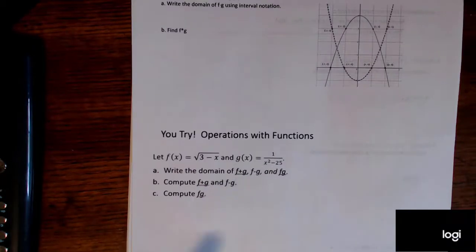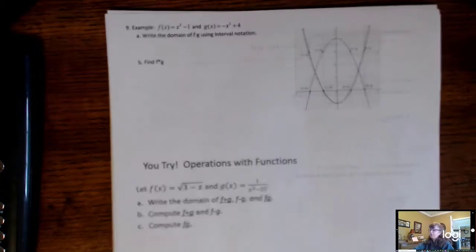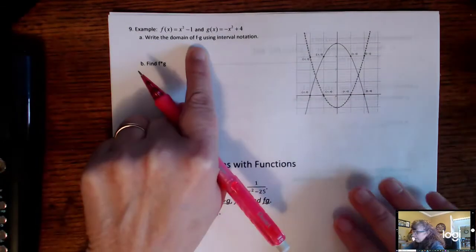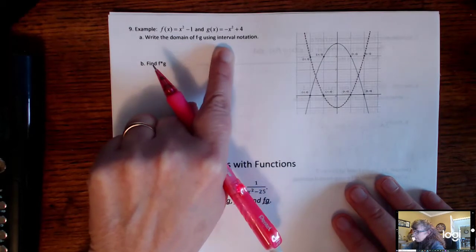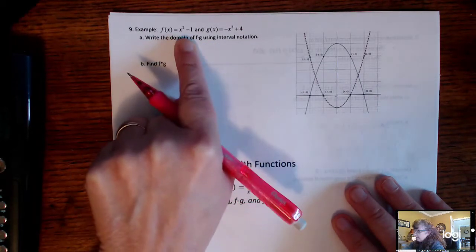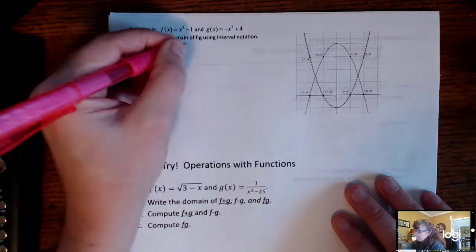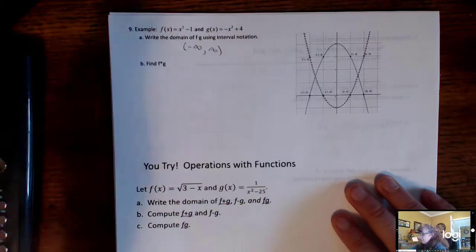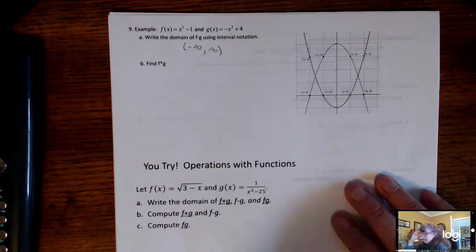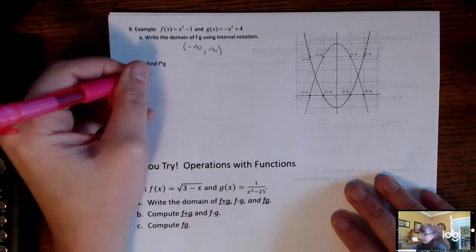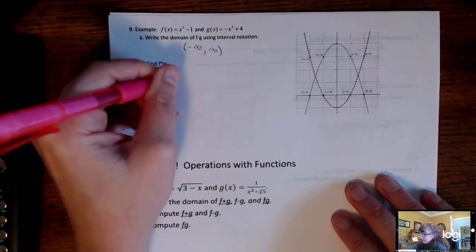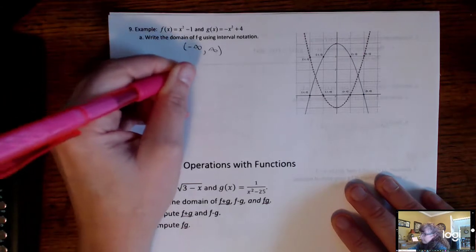All right, last page. Find the domain of f times g using interval notation. Same thing. This is all real numbers. So that's all real numbers. Pause the video and see if you can find f times g of x. So that means f of x, some unknown number times, is what x is.